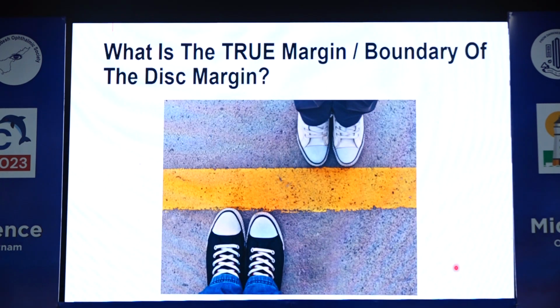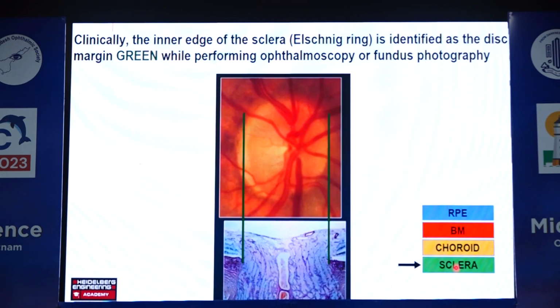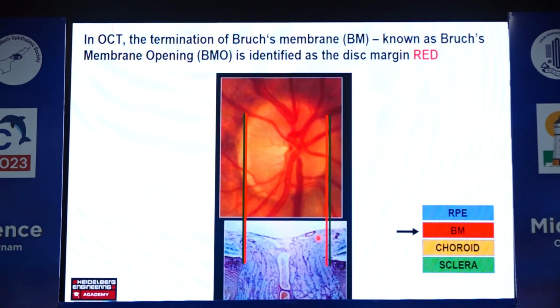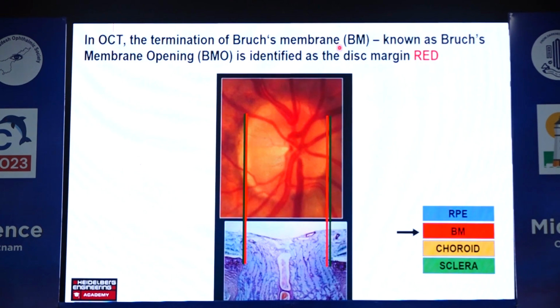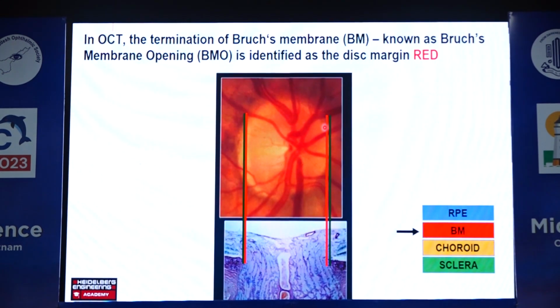So what is the true margin of the optic disc, or the disc margin? You can see that we tend to take the scleral ending, that is the green line. As I told you, the sclera is green. So we take this to be the disc margin that we see in a fundus photograph or in direct ophthalmoscopy. But in reality, in OCT, the definition changes, where the termination of the Bruch's membrane is taken as the disc margin, that is the red one, which is an OCT classification. As you can see, it is red.